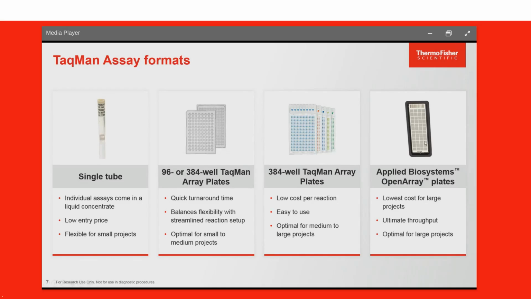Within one experiment on the QuantStudio 12K, you can place 4 of these plates on the instrument. So you can do up to 12,000 reactions on the QuantStudio 12K at a time, which led to its name, the QuantStudio 12K.